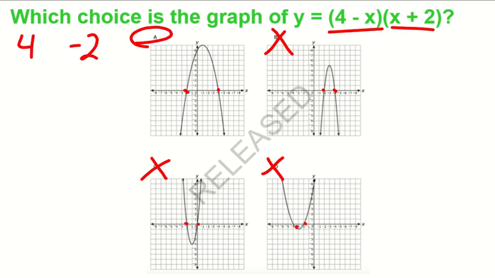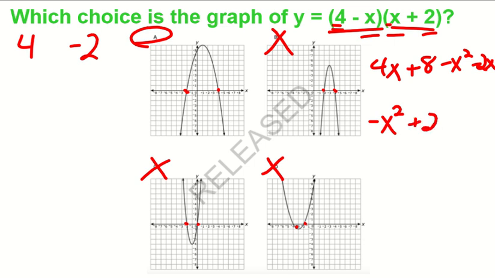One of the easier things to check is if you do your foiling. We got 4 times x, and that's 4x. We got our 4 times 2, that's 8. On the inside, we got a -x times an x, so that's a -x squared. And then we got the -x times the 2, so that's a -2x. We have to kind of rearrange the order to get it ax squared plus bx plus c. But when we do, we got -x squared plus 2x plus 8.